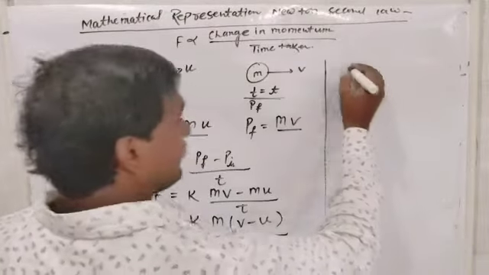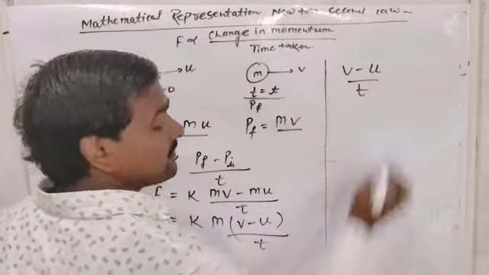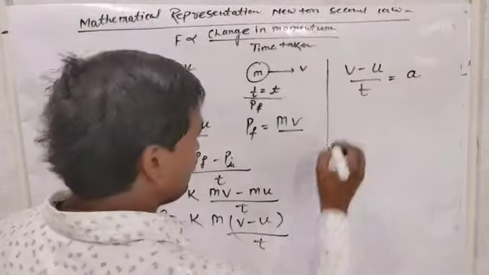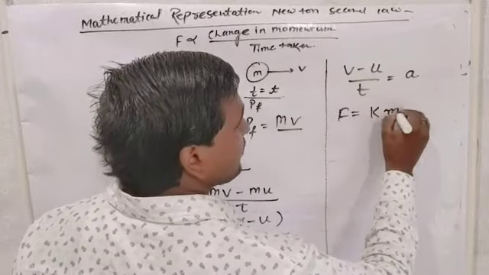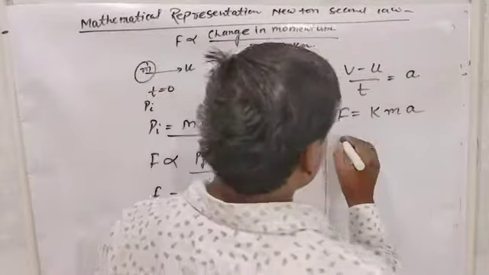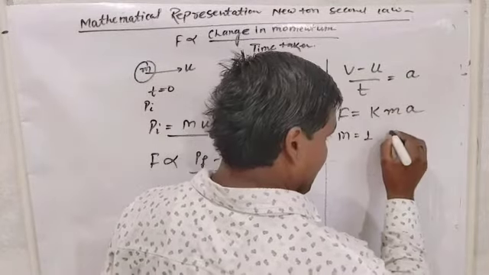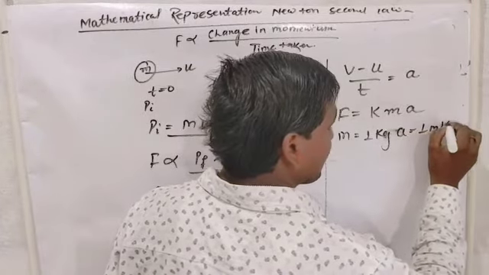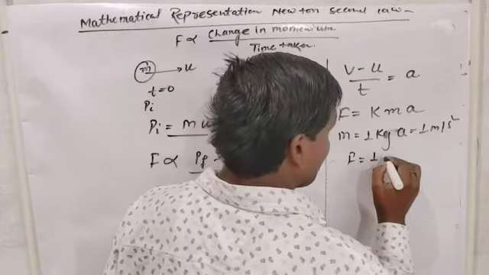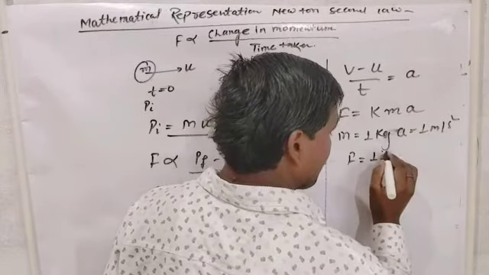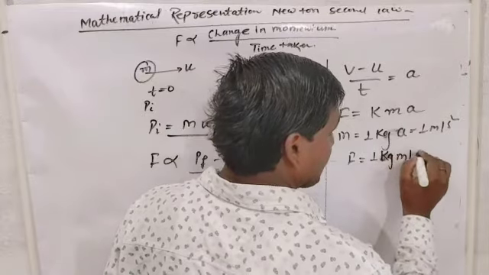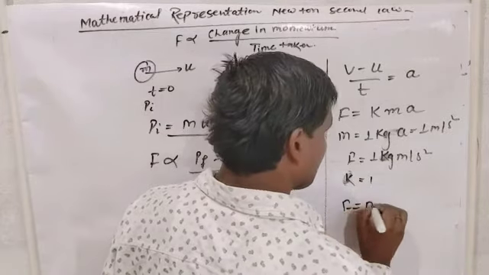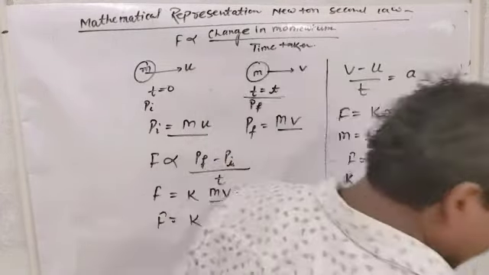Then we know that v minus u upon t is the rate of change of velocity, which is the acceleration. So F is equal to k m into a. When m is equal to 1 kg and a is equal to 1 meter per second square, then F is equal to 1 kilogram meter per second square, so k is equal to 1. So F is equal to m a. This is the formula for force.